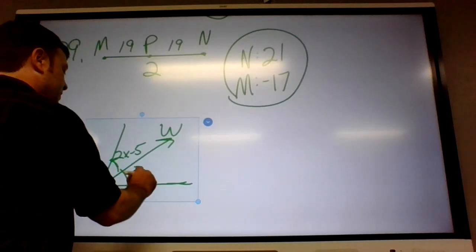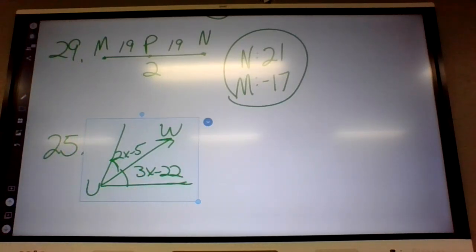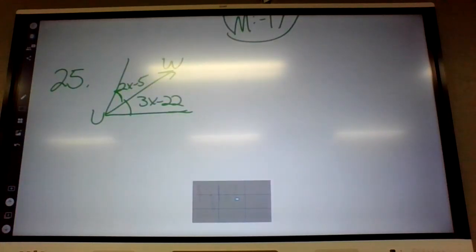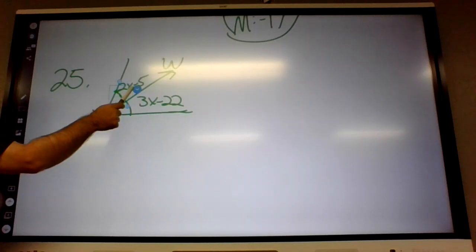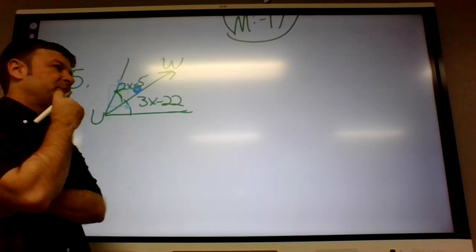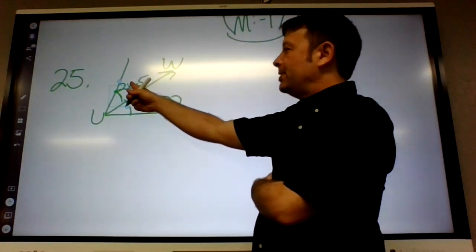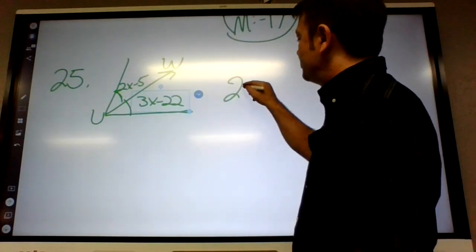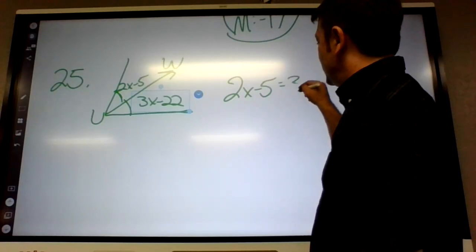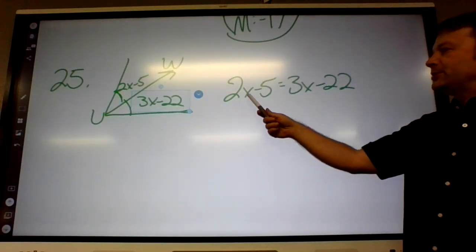So if these two are the same, how do I set up to solve for x? If these two angles are congruent, how do I set this up? Yeah, just make them equal. Congruent means the same, equal means the same, so these two are equal. 2x minus 5 equals 3x minus 22. How do I solve when there's x's on both sides?